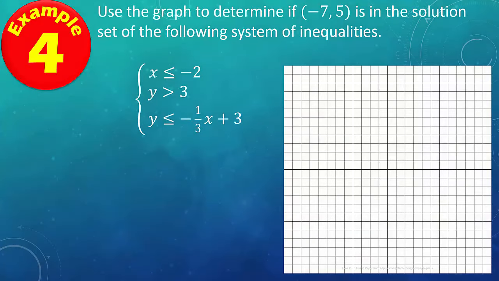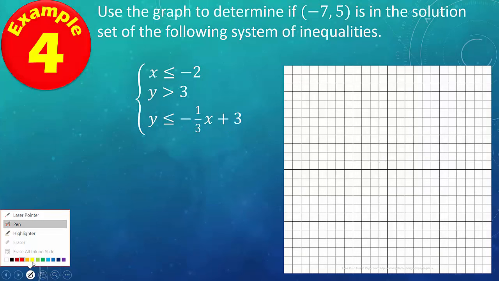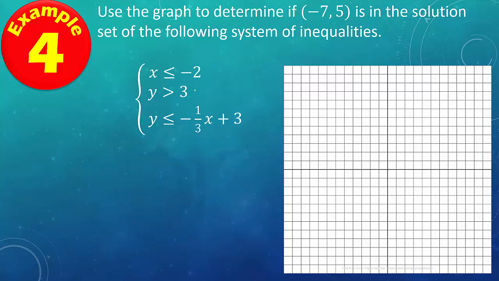Next example. I'm going to go through these a little bit out of order. I'll do this one first. It's y is greater than 3. So it's a dashed line because it's greater than, not greater than or equal to, and we shade above because it's greater than.